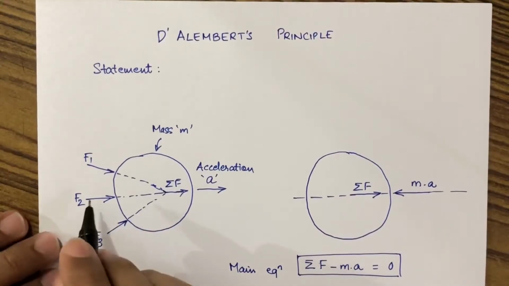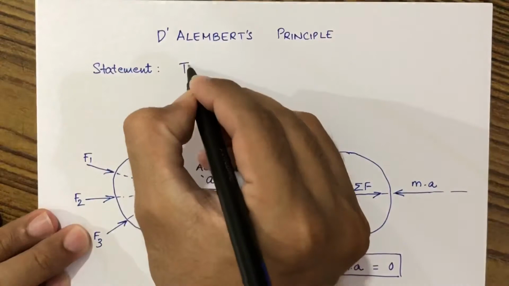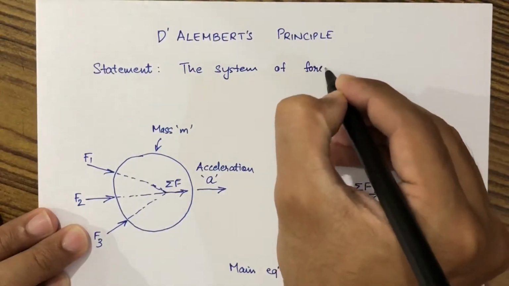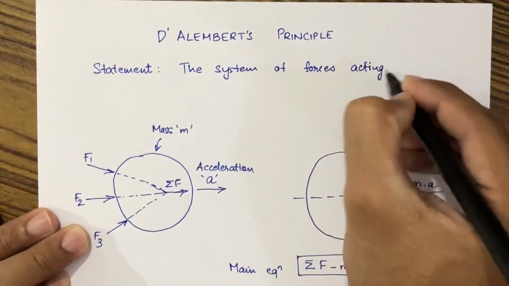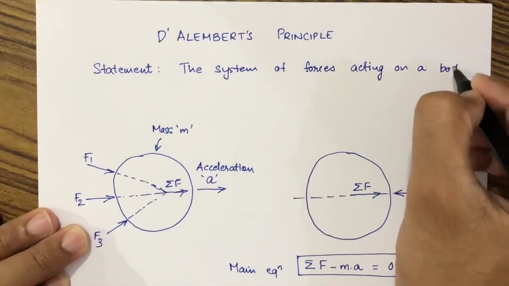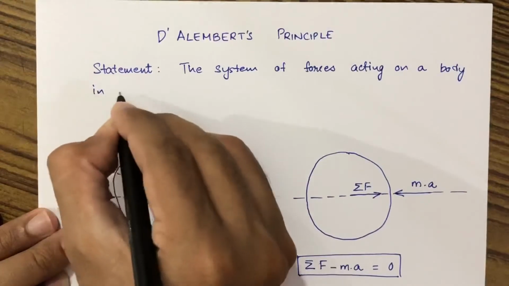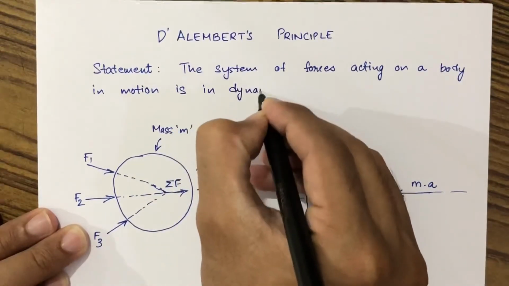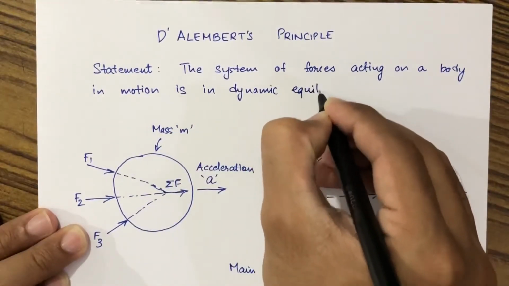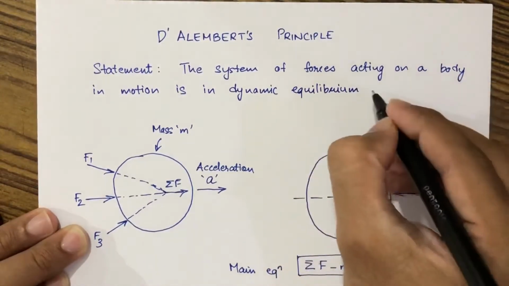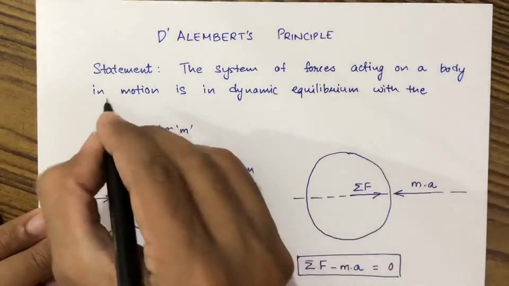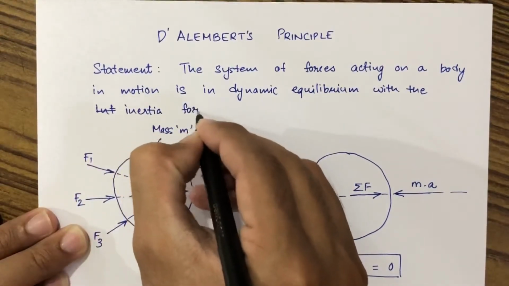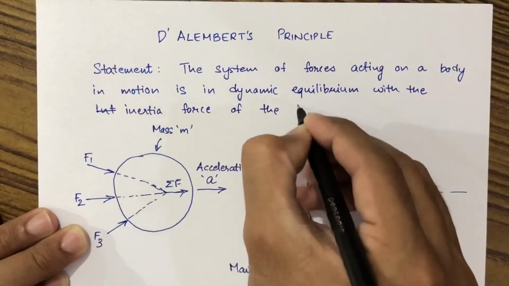So from this, what can we state? It states that the system of forces acting on a body in motion is in dynamic equilibrium with the inertia force of the body.